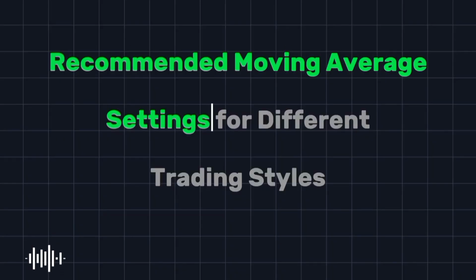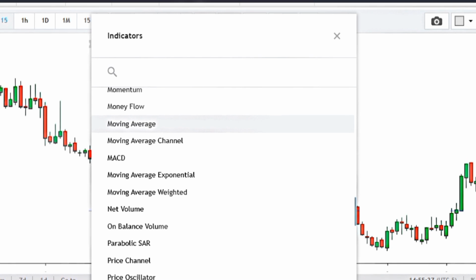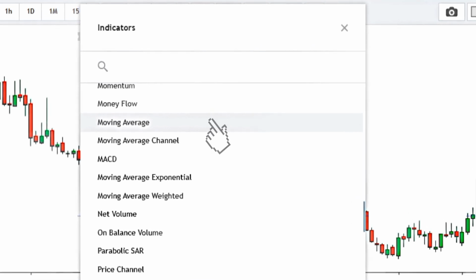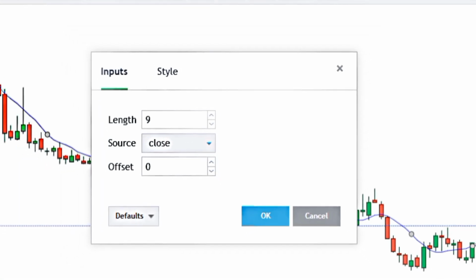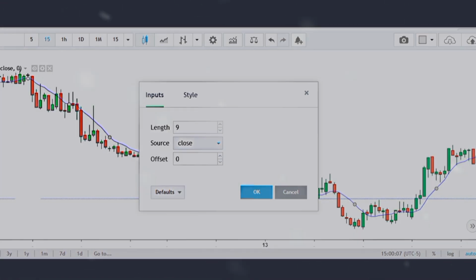Recommended moving average settings for different trading styles. The moving average periods vary depending on the type of trading. Here are some general settings for different trading styles, but keep in mind that these numbers are broad guidelines and may differ based on the asset and market conditions.